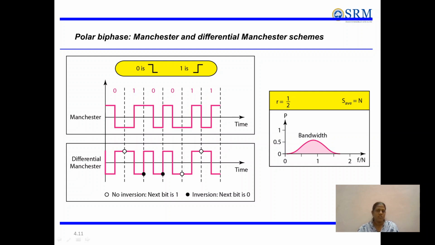Here you can see how it is represented in terms of bandwidth. Here the S average is basically N.